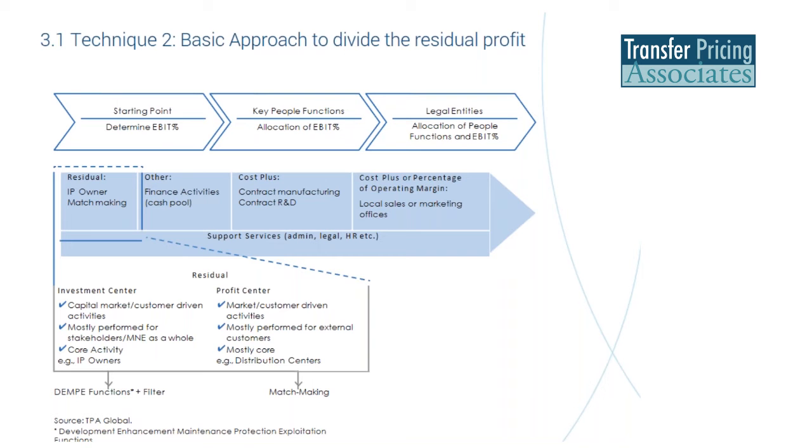So once we have rewarded these routine players, then we have a residual profit. And this residual profit will be divided between the investment center and the profit center. In our case, we can say that the investment center is in the US, which developed and owned the IP, which is the platform. And we can say that the profit center is the Uber marketing and selling entities in Europe, to the extent they have significant people functions. So we will have to allocate profits between the investment center and the profit center on the basis of reasonable allocation.